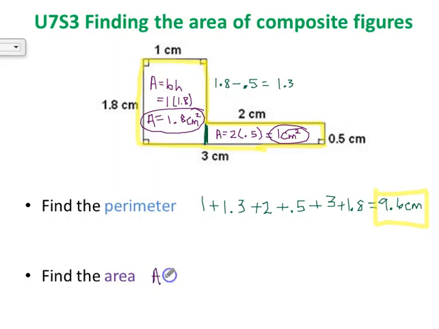So the area of the entire composite is adding the area of the two rectangles that we divided up. And we get 2.8 centimeters squared because we're dealing with area. So that's what composite is all about. Composite figures, especially when you go to find the area, is to break them up into shapes that you know how to find the area of, find those areas, and then add those all together.